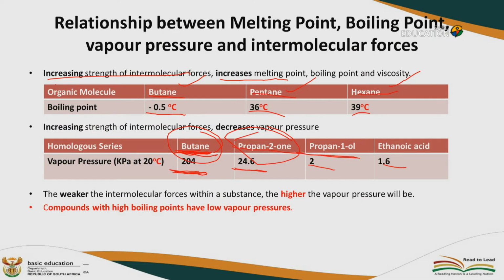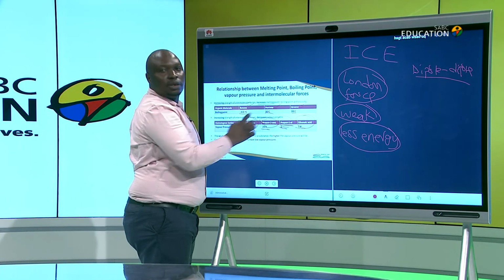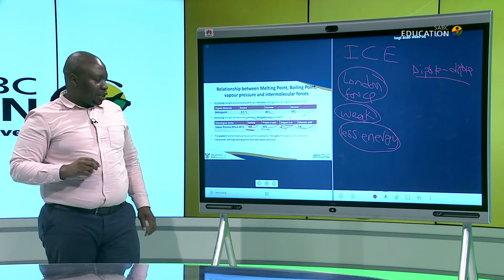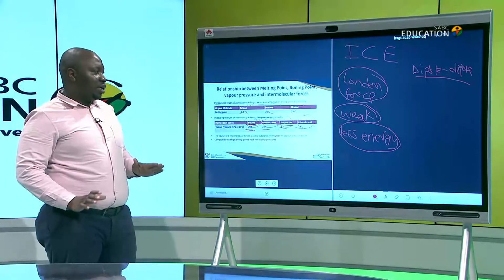And as we move to propan-1-ol, remember what we said about propan-1-ol, which are alcohols. We said alcohols have the strongest intermolecular force. So you see that it decreases to 2. But as you move to ethanoic acid, it decreases to 1.6. Why 1.6 now? Because when you go to ethanoic acid, we said it has 2 sides of hydrogen bond, and propanol has 1 side of hydrogen bond. Hoping you have understood this, because this is very, very important.